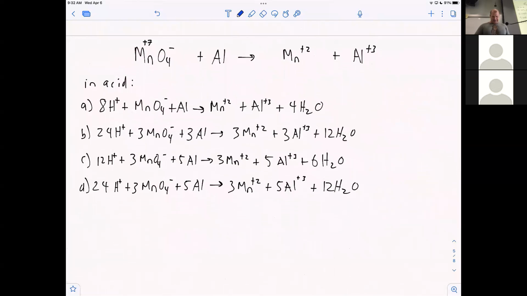All right, so let's see if you can solve this one. So permanganate, we've already talked about, and aluminum going to manganese +2 and aluminum +3.